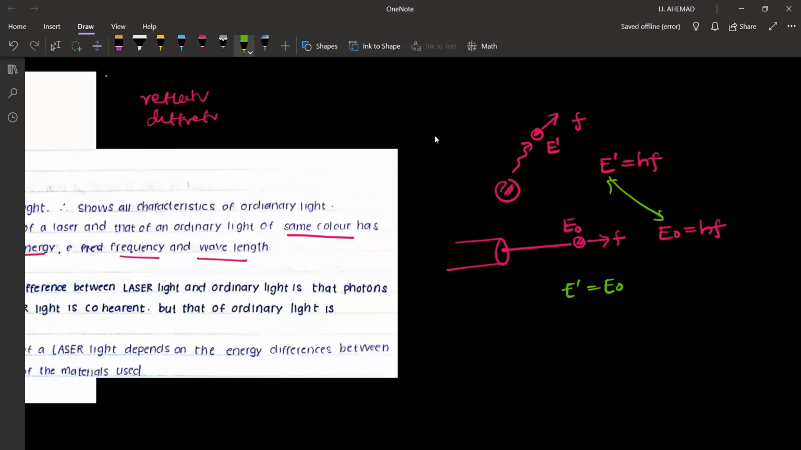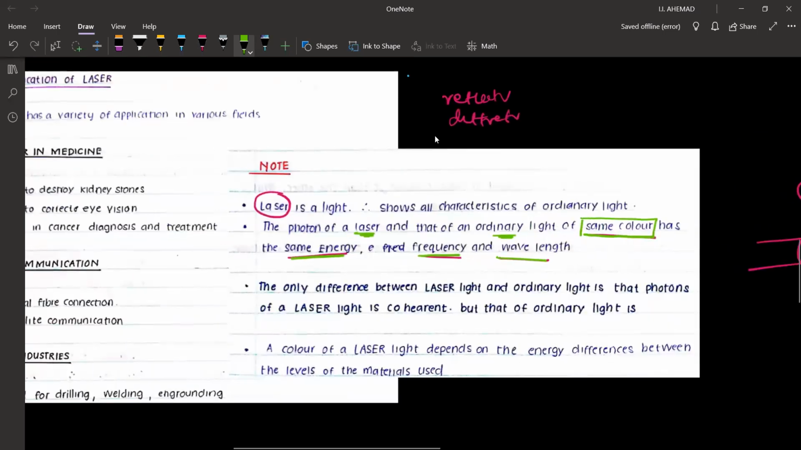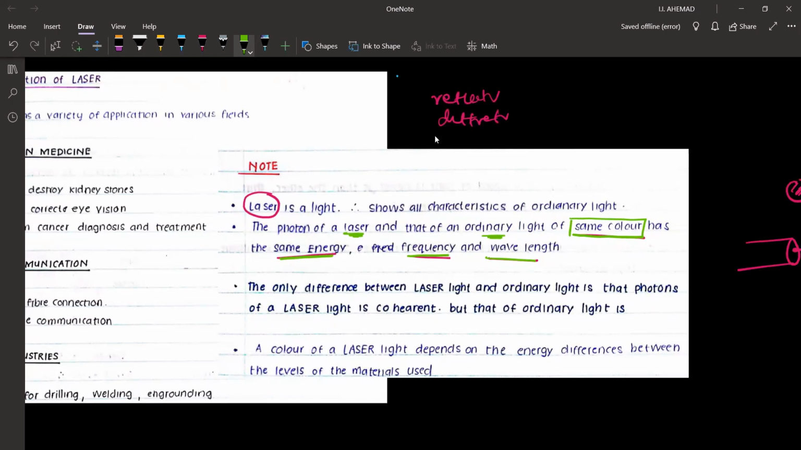That means the photon of a laser and that of ordinary light of the same color, that is very important, same color, have the same energy, frequency and wavelength. All of them are similar. The only difference between laser light and ordinary light is that photons of laser are coherent, but those of ordinary light are incoherent. That is the only difference between laser light and ordinary light.